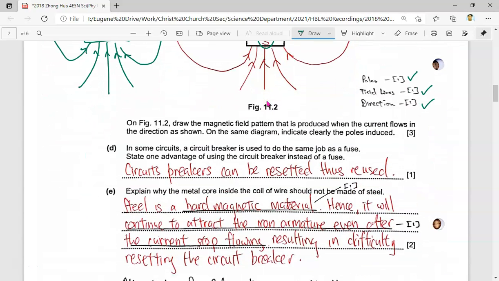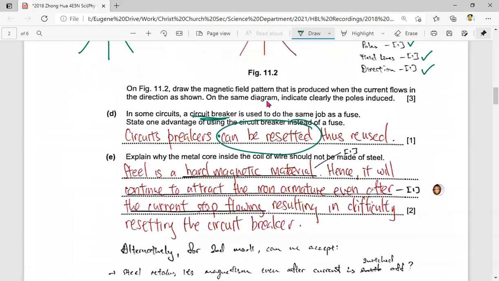Okay. Part D. In some circuits, circuit breaker is used to do the same job as a fuse. One advantage of using circuit breaker instead of fuse is that the key idea, it can be reset, it can be reused. Okay. Many of you talk about the fuse only can be used once, but actually realize the main point of talking about this is actually what's so good about the circuit breaker. Okay, so this is the 1 mark that we are looking out for.